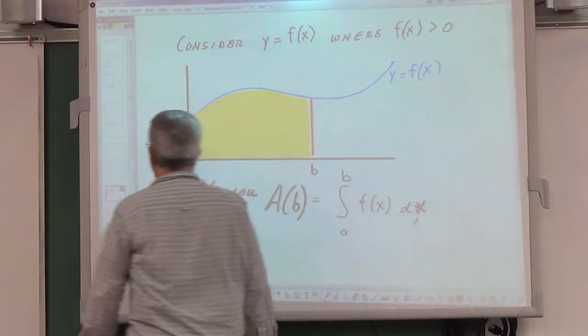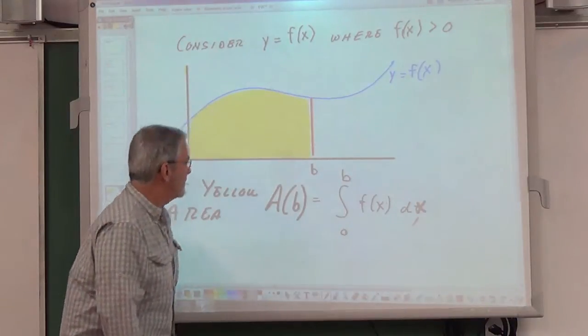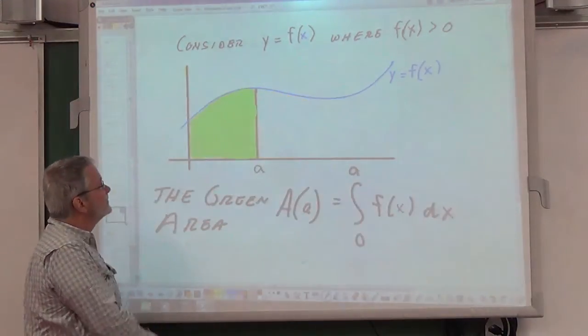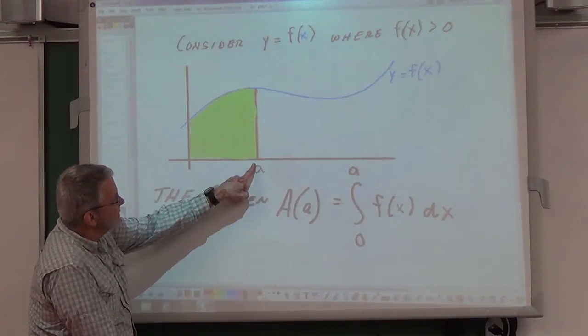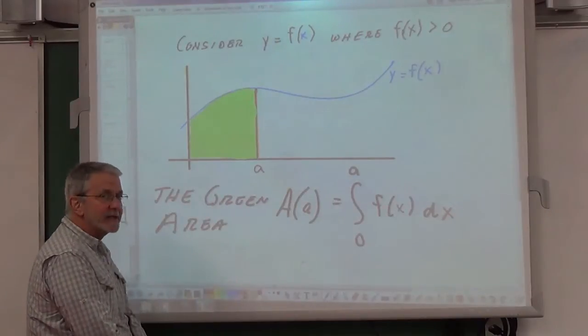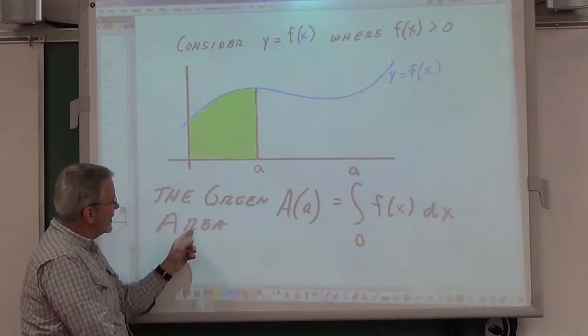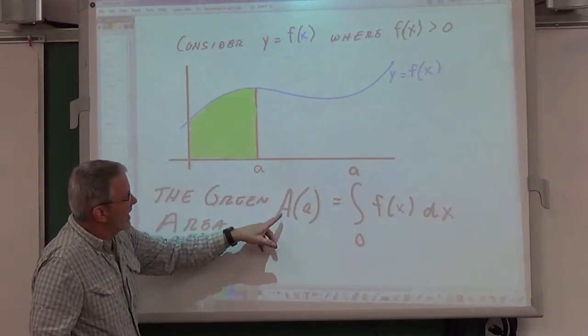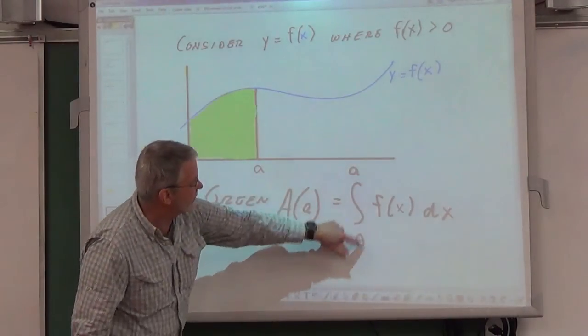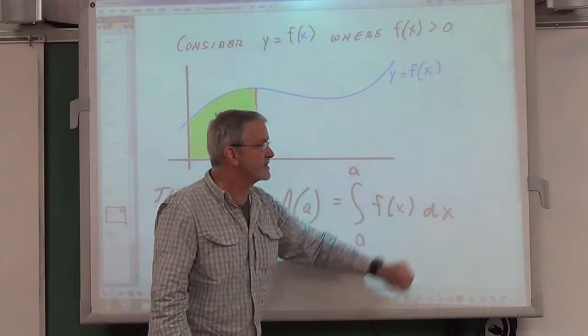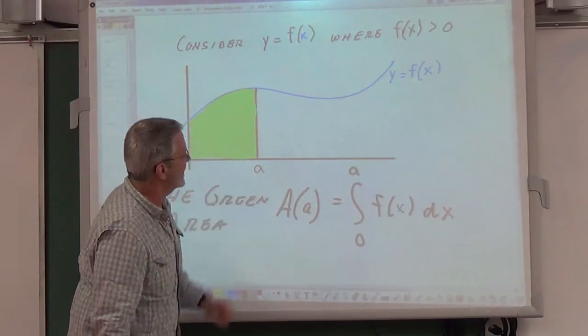All right? And then I want to look at some green area right there. And I want to go to a. It's a little a, and a is also another x value. And the green area this time, we're going to define it to be A of a, using that area function. It's going to be the integral from 0 to a of f of x dx, is the green area.